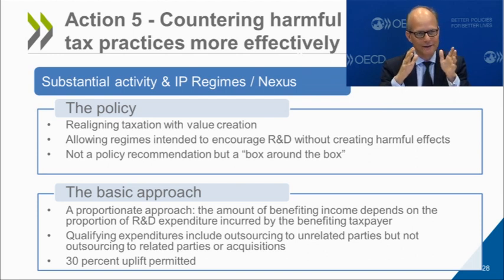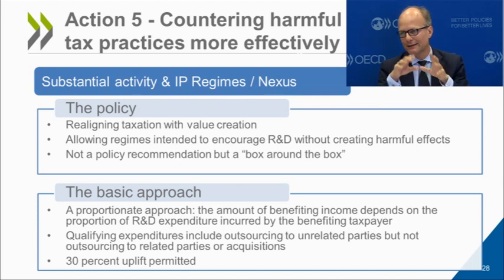Importantly also, this is not a policy recommendation, but a box around a box, where we're saying if you do something in that space, then we, the international community, will not consider it as affecting the neighbor, as being harmful. But whether or not you have a box, and what sort of box you have, is a policy question on which we're making no recommendation. The basic approach, as it says on the lower part of the slide, is a proportionate approach. So the amount of benefiting income depends on the proportion of R&D activity incurred by the taxpayer that wishes to benefit. That's one. And we have included in qualifying expenditures outsourcing to unrelated parties. We see them as less risky and also probably, for business reasons, limited, but not outsourcing to related parties or acquisition. And as we already announced earlier, there's an allowance for a 30% uplift.